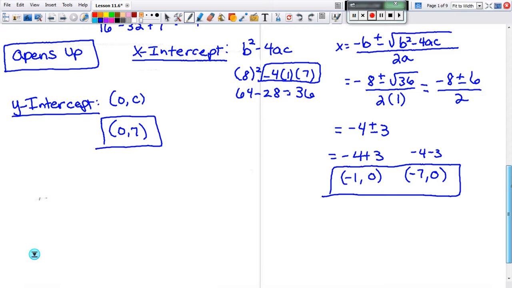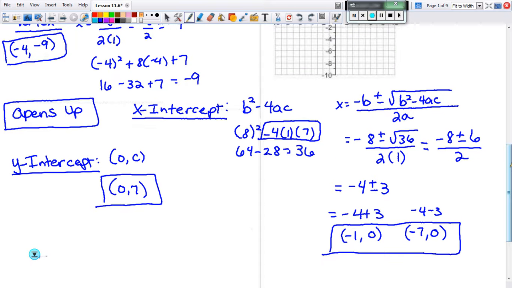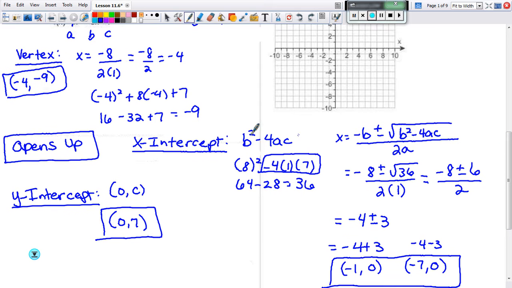Now to sketch the graph. In order to sketch the graph, no matter how ugly it is, you always have to use the vertex. This one's not too bad. Negative 4, negative 9 is right here. And then if the x-intercepts are nice, use them. If they're not nice, I'll show you in a little bit what to do. So negative 1 on the x is right here, and negative 7 on the x is right here. Now you want to connect these with the shape of a U, because that's a parabola. And that one is finished.